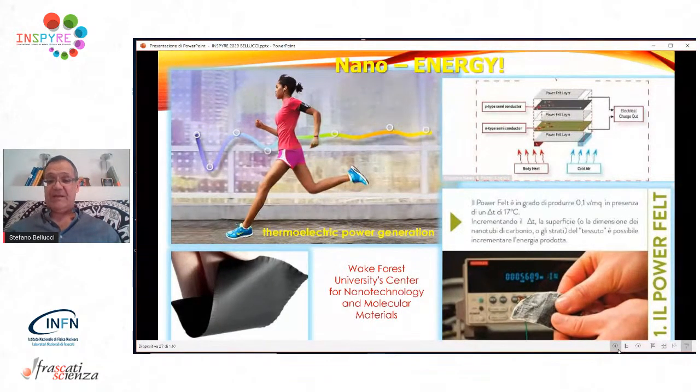So what can happen here, thanks to the presence of carbon nanotubes in the power felt, is that in the presence of a gradient of temperature of only 17 Celsius, so if the air is about 20 Celsius and the body of the athlete is 37, then you have a production of 100 millivolt per square meter of felt. This can be enhanced by, of course, increasing the number of layers of felt or increasing the size of the nanotubes that have been used to realize the felt.